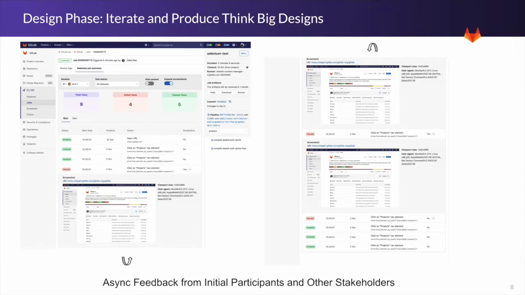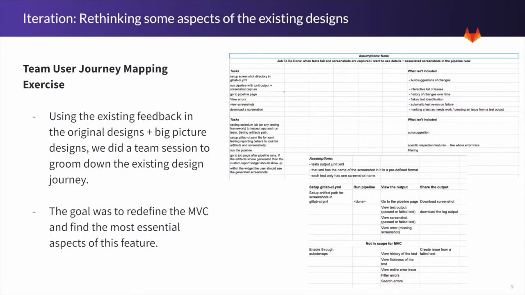We got a lot of positive feedback, but then we realized that we actually had to groom down that to an MVC. So while the designs that we created initially solved a problem or solved the problem very extensively, we needed to basically groom down things to a smaller version of it. So what we did was we went through a user journey mapping exercise with the team, and then we redefined the MVC, and then we came up with the most essential aspects of this feature.